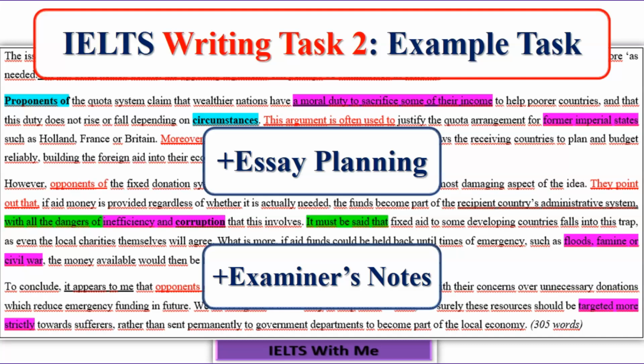Hello, it's IELTS with me tutorial, and today I'm going to show you how to write a Band 9 essay for your IELTS writing task 2 question. In this module, we'll focus on an example task as well as how to do our essay planning, and we are going to analyze the examiner's comment as well as a step-by-step explanation. Let's get started.